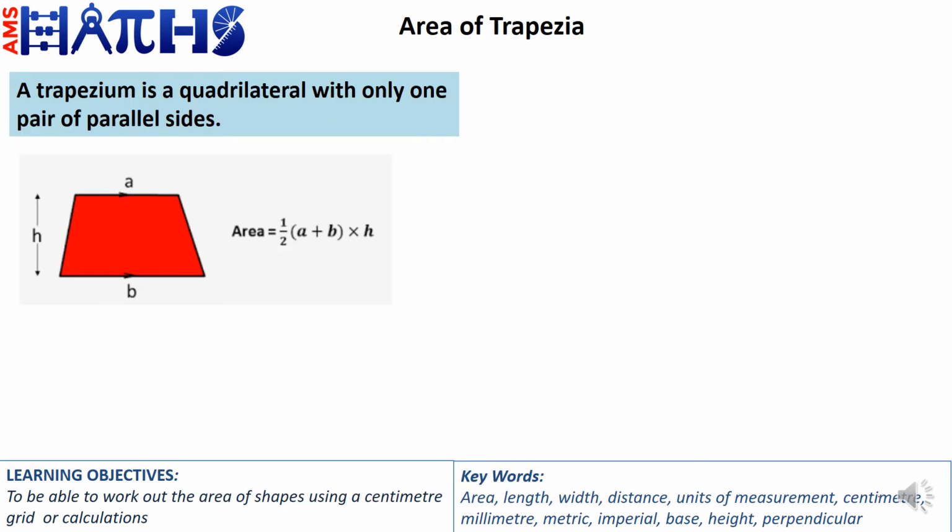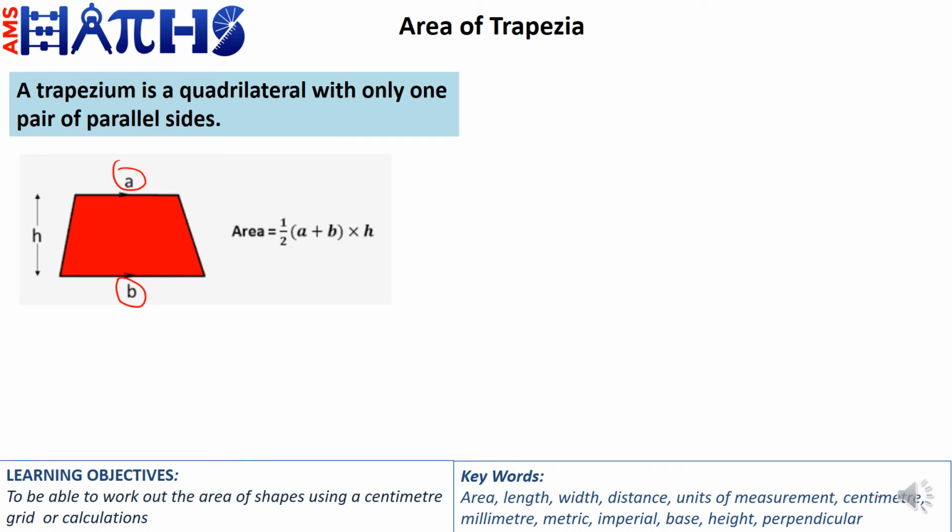Now we're going to look at calculating the area of a trapezium. The word trapezia is just the plural of trapezium. A trapezium is a quadrilateral with only one pair of parallel sides. In the drawing, we have our red trapezium and a pair of parallel sides, indicated by A and B. Those arrows indicate that the sides are parallel.